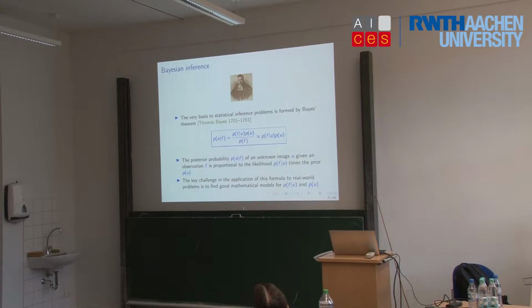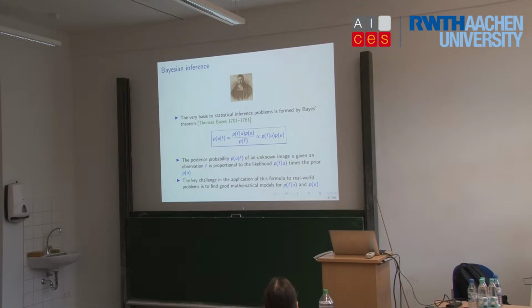One particularly nice framework from statistics to infer properties based on observations is Bayesian inference. The very basis is Bayes' theorem. We assume that f is our given data, our given observations. It doesn't matter if this is an image, a number, a video, or a 3D volume. And we would like to get a posterior probability of our unknown solution u. Again, it doesn't matter what this is. It could be a class of an object, a clean image, an MRI reconstruction, whatever.